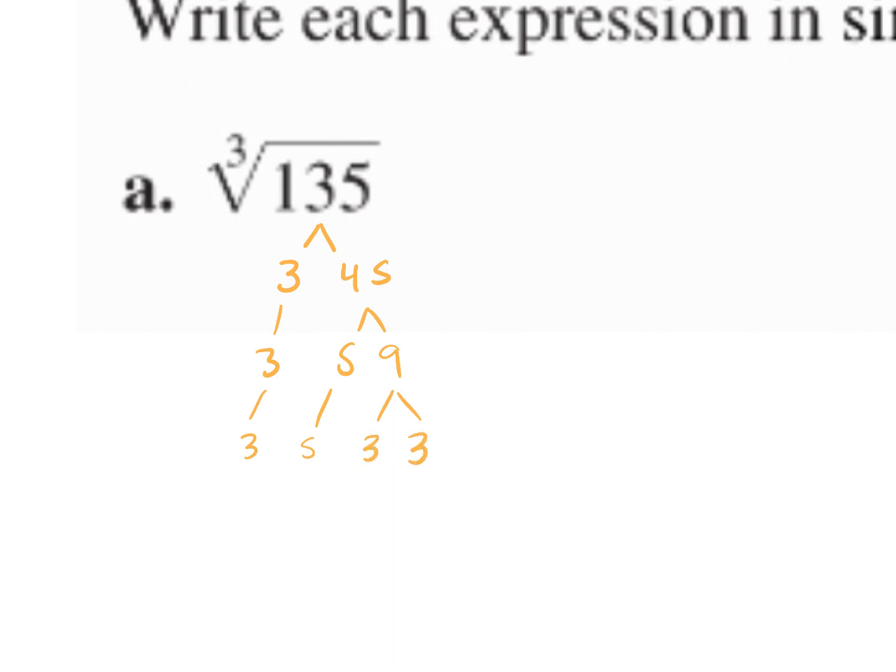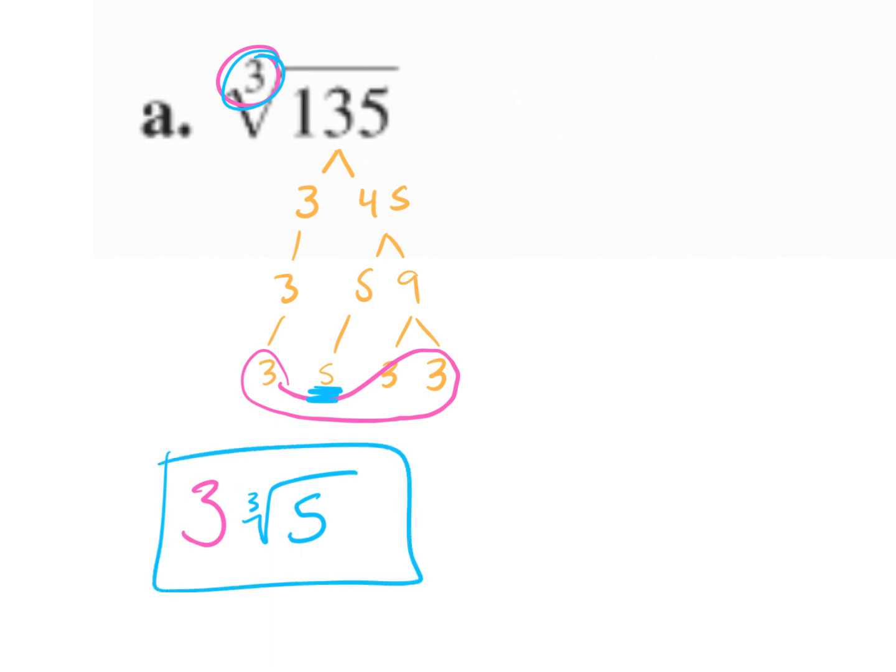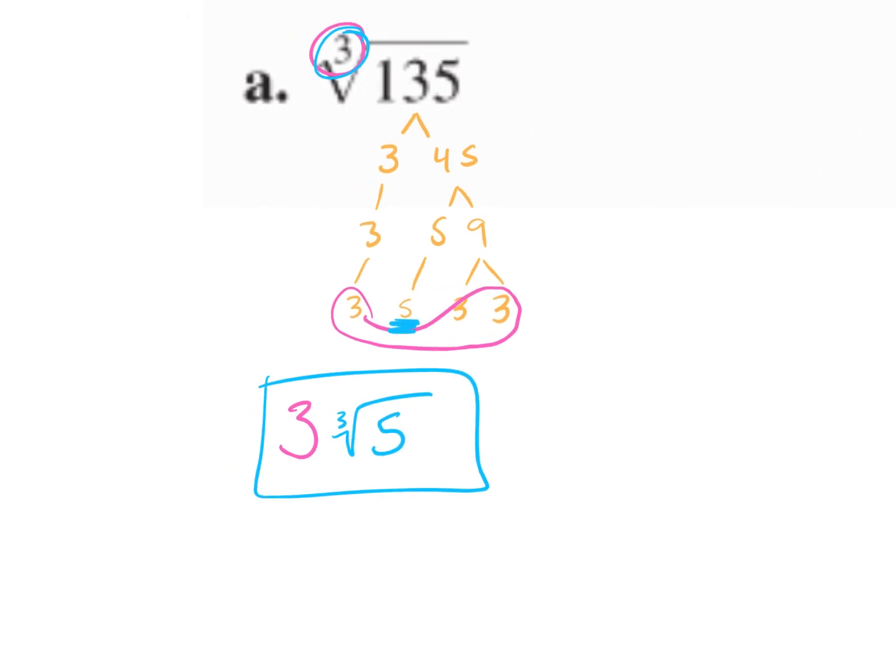I can circle how many of a kind here? 3. So 3 3s get circled. What comes to the outside? 3. It takes a pair, a circle, to come to the outside. What has to stay on the inside? The 5. The 5 doesn't have a pair. So I keep the same radical. It has to be the 3rd root of 5. So this would be my answer. Anything that doesn't have a pair has to stay on the inside, and it has to keep the same radical with the same index.